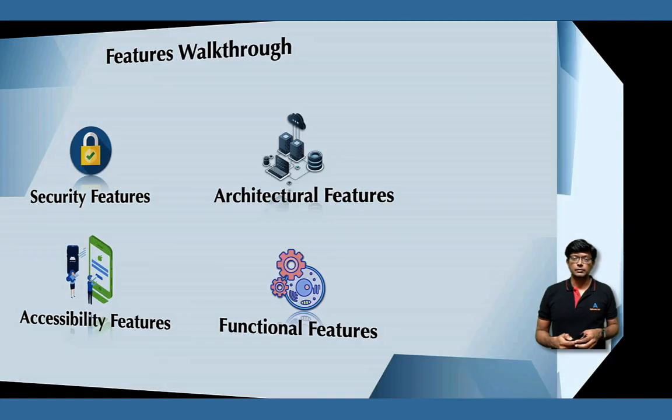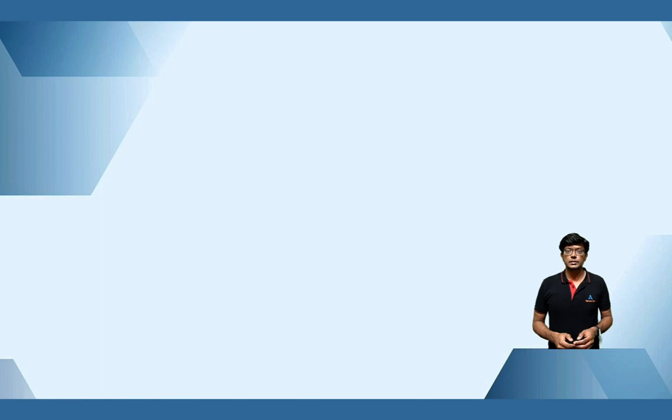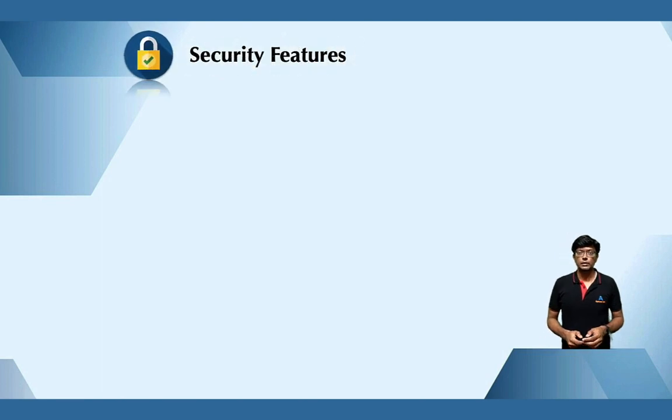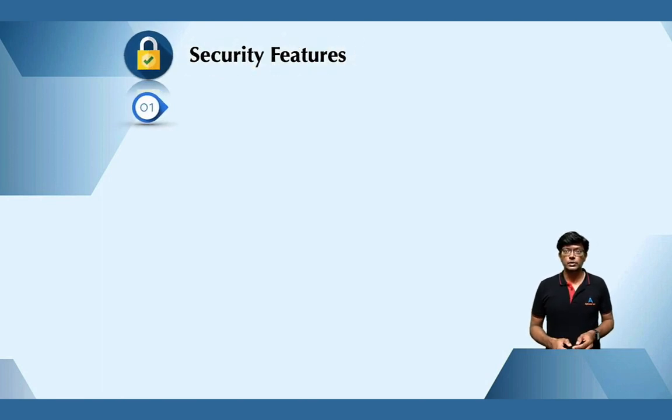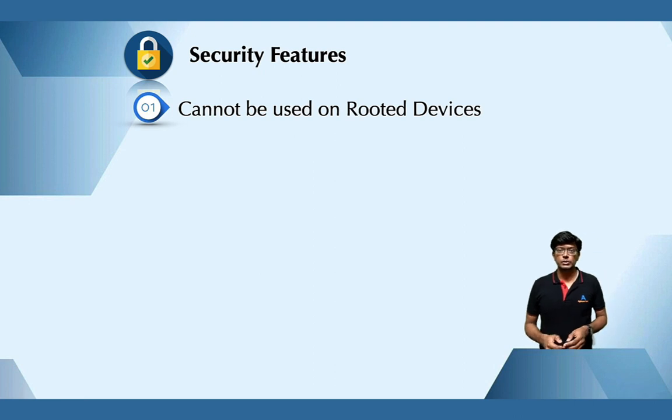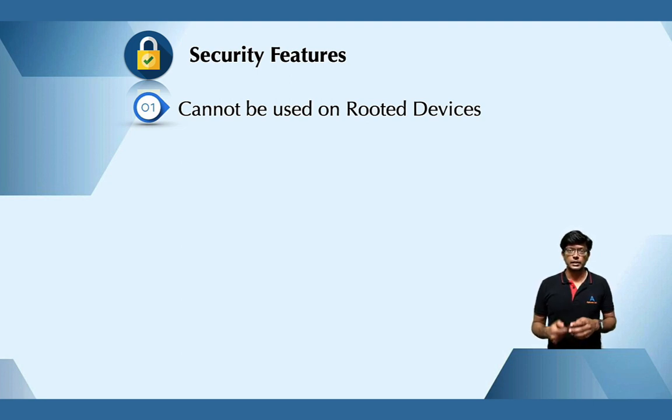Okay, let's get started. In the security features, we have the first one: the app cannot be installed on rooted devices. A rooted device is a device which is rooted by the developer. If you're an Android developer, you can root a device, which means you gain access as a root user. Once you get access as a root user, you can take control over the device. You can access details and the data of other apps which are installed in the device, which is actually a non-secure feature.